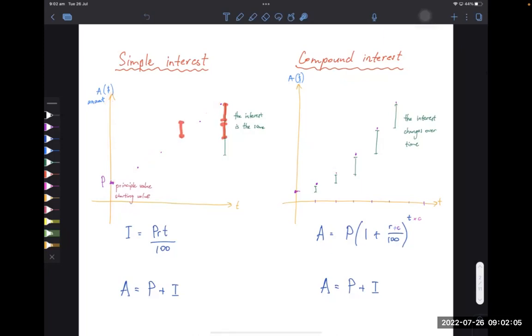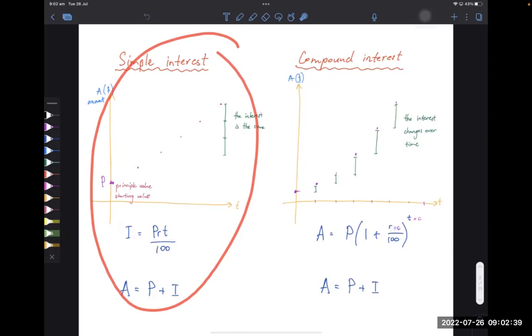We're increasing by the same amount every single time. If you have a look at this, the distance between these points, they're the same, right? So if we were to draw a graph up, it looks like a straight line. The equation that we use is I equals PRT over 100. So this is to find the interest. And if you actually want to find the total amount at any given time, you would take the initial amount that you have, the starting number, and you would add your interest to it. So you just add your interest to it.